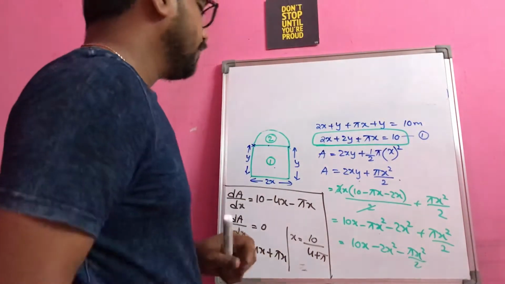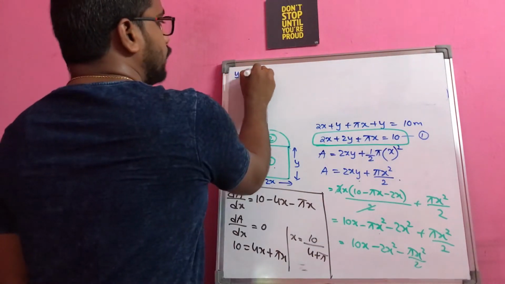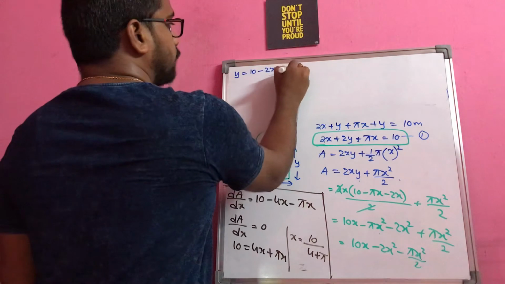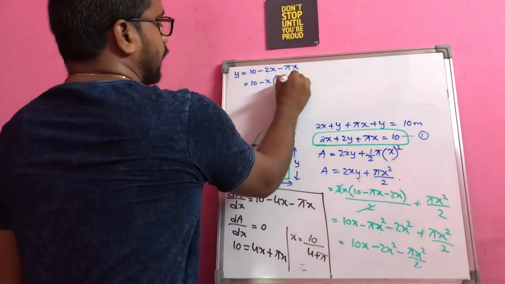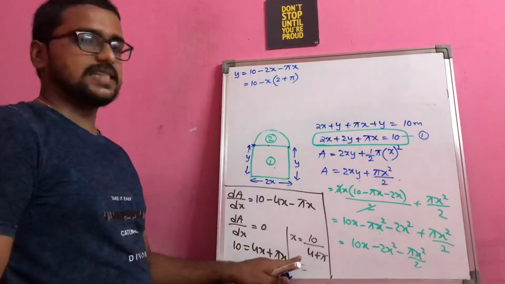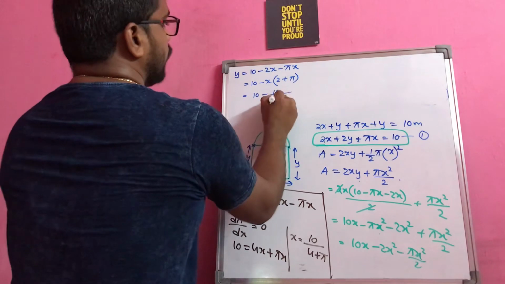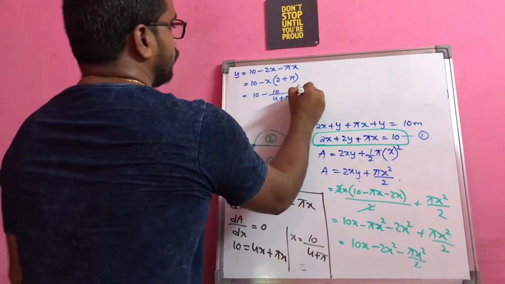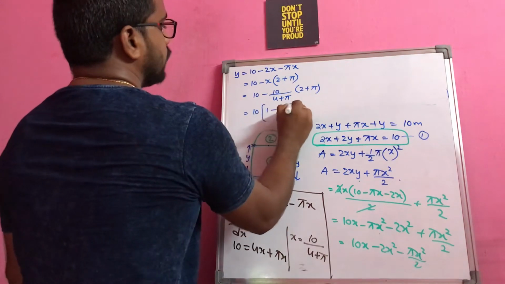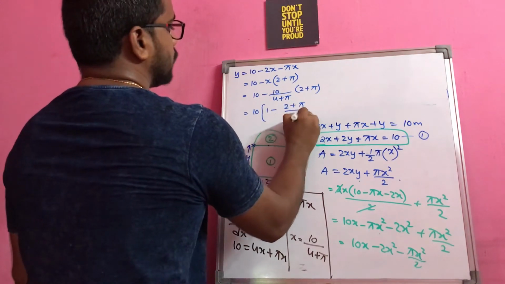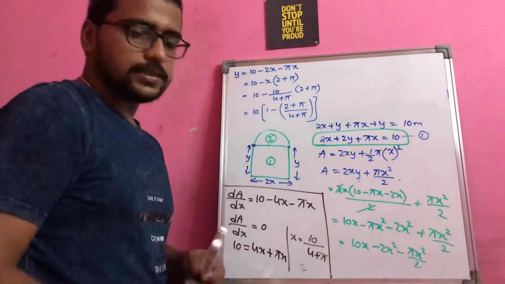So see here, y we substituted, y is equal to 10 minus 2x minus pi x. So this is 10 minus x of 2 plus pi. You just now got the value of x as 10 by 4 plus pi. Substitute that: 10 minus 10 by 4 plus pi into 2 plus pi. I can take the 10 common, 1 minus of 2 plus pi by 4 plus pi. So simplify it further. Let us see what we are going to get.